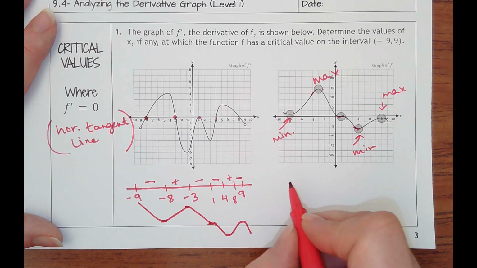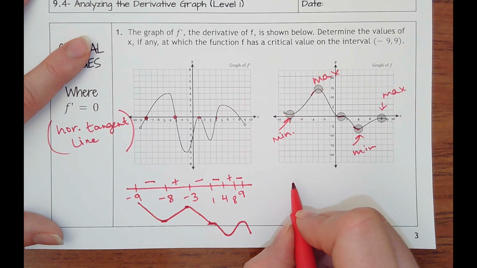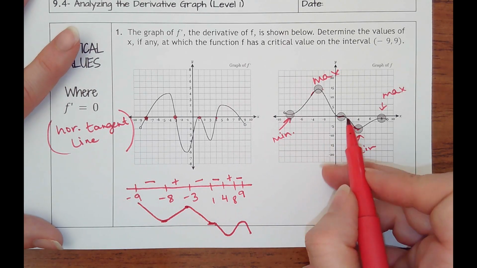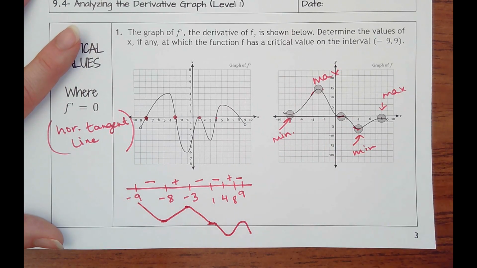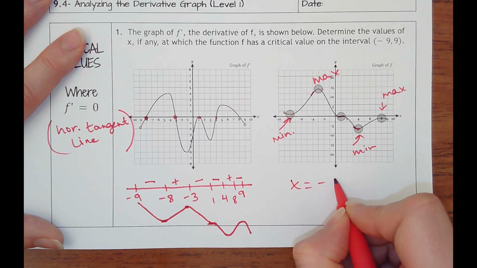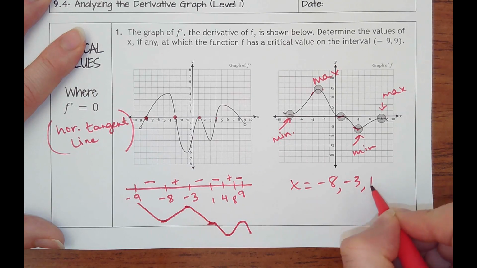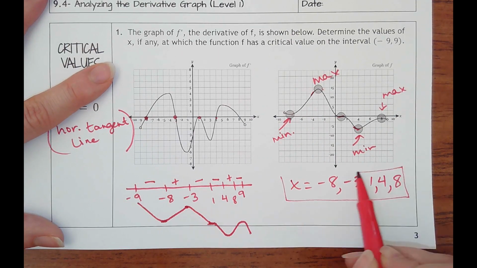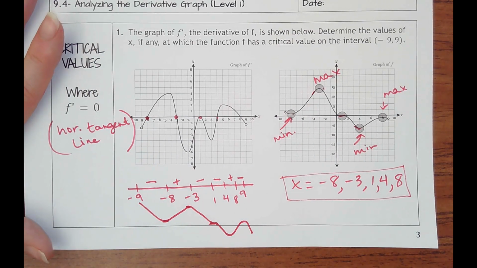So, long story short, the critical values are anywhere where we had a min, a max, or some kind of horizontal tangent line. It's also where it's undefined, but we don't have any of those yet. So the x values would be -8, -3, 1, 4, and 8. That's 1, 2, 3, 4, 5, right? Whew. Okay, then go to the next page.